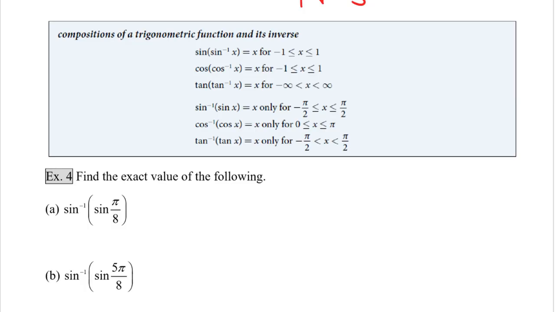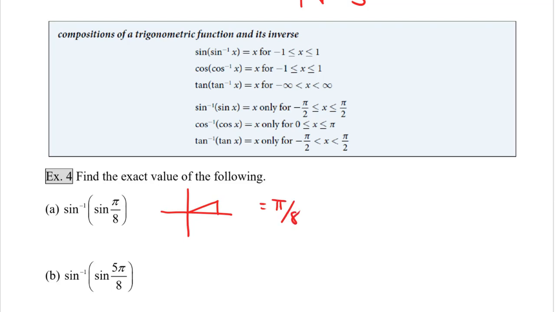When you compose a function with its inverse, they cancel each other out. Now this works most of the time with trigonometric functions, but we are limited to considering the domain of the functions, as you can see in this table. So let's see what we mean by that. Example 4, find the exact value of the inverse sine of the sine of pi over 8. Now it doesn't even matter whether or not I know what the sine of pi over 8 is. I know that pi over 8 is in quadrant 1, and because quadrant 1 is part of the range of inverse sine, these will cancel each other out, and my answer is going to be pi over 8.